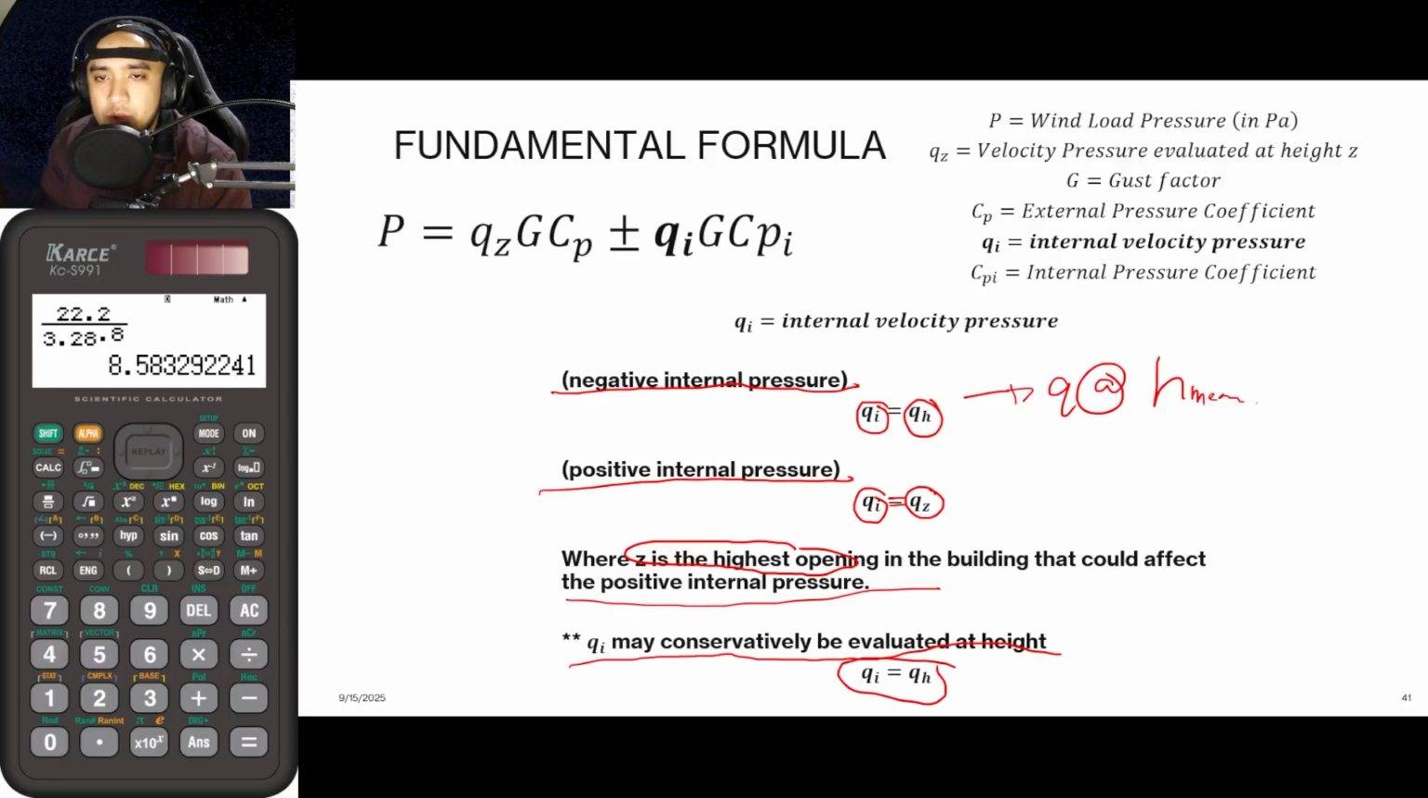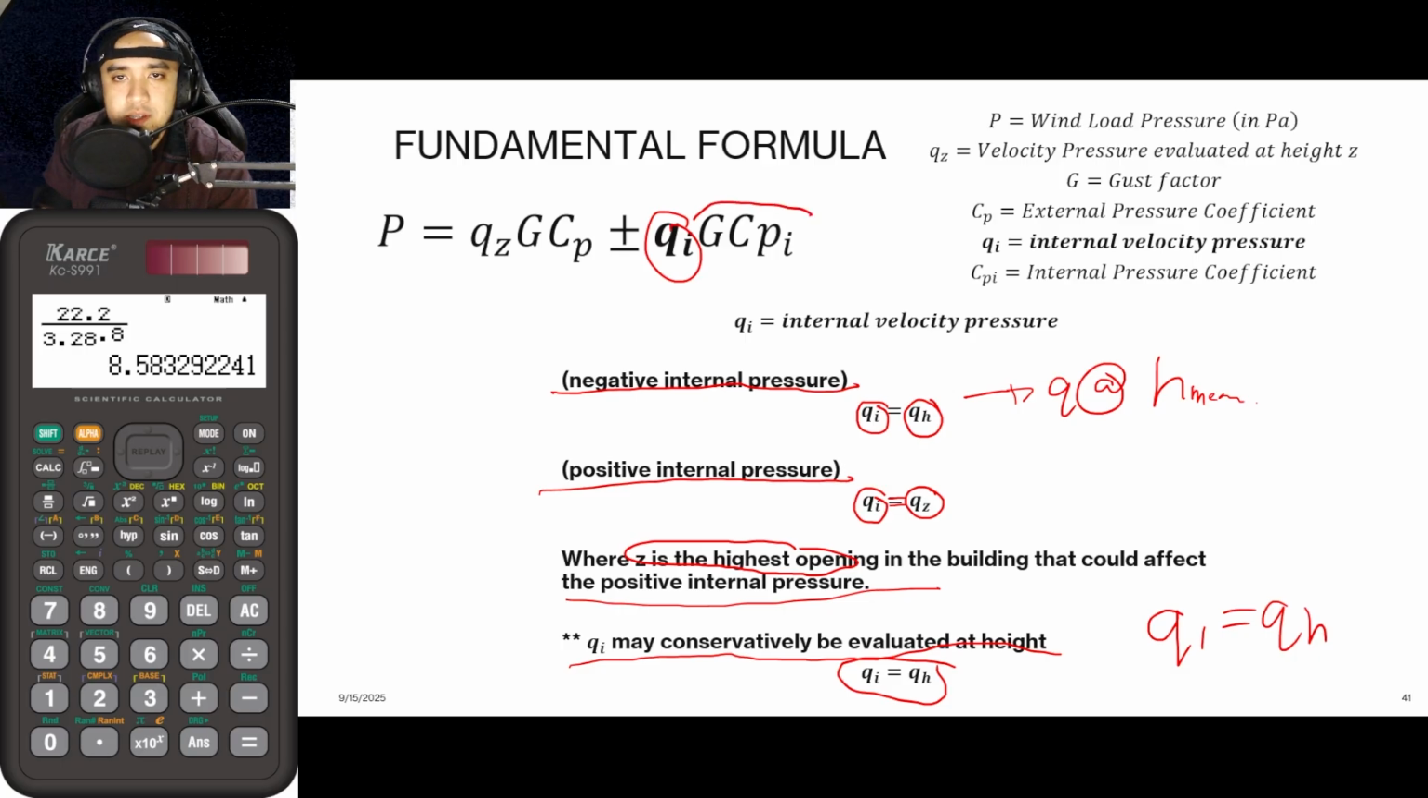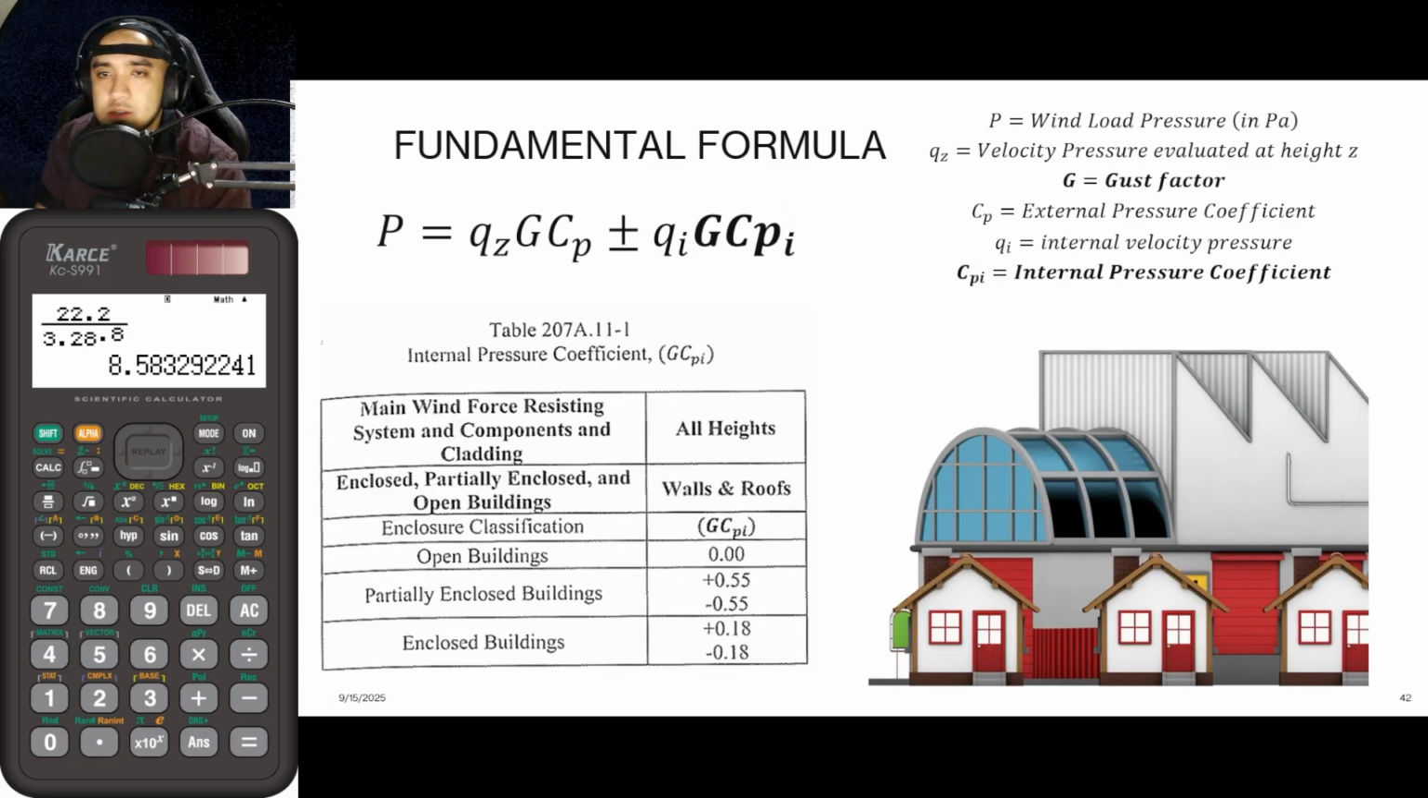Qi is equal to QH. So from that, guys, let us just conservatively use Qi equal to QH. Okay, so that is for Qi. For GCPI, this is now dependent upon the enclosure classification, which is located here. Let us fill up all of the values that we could fill up.